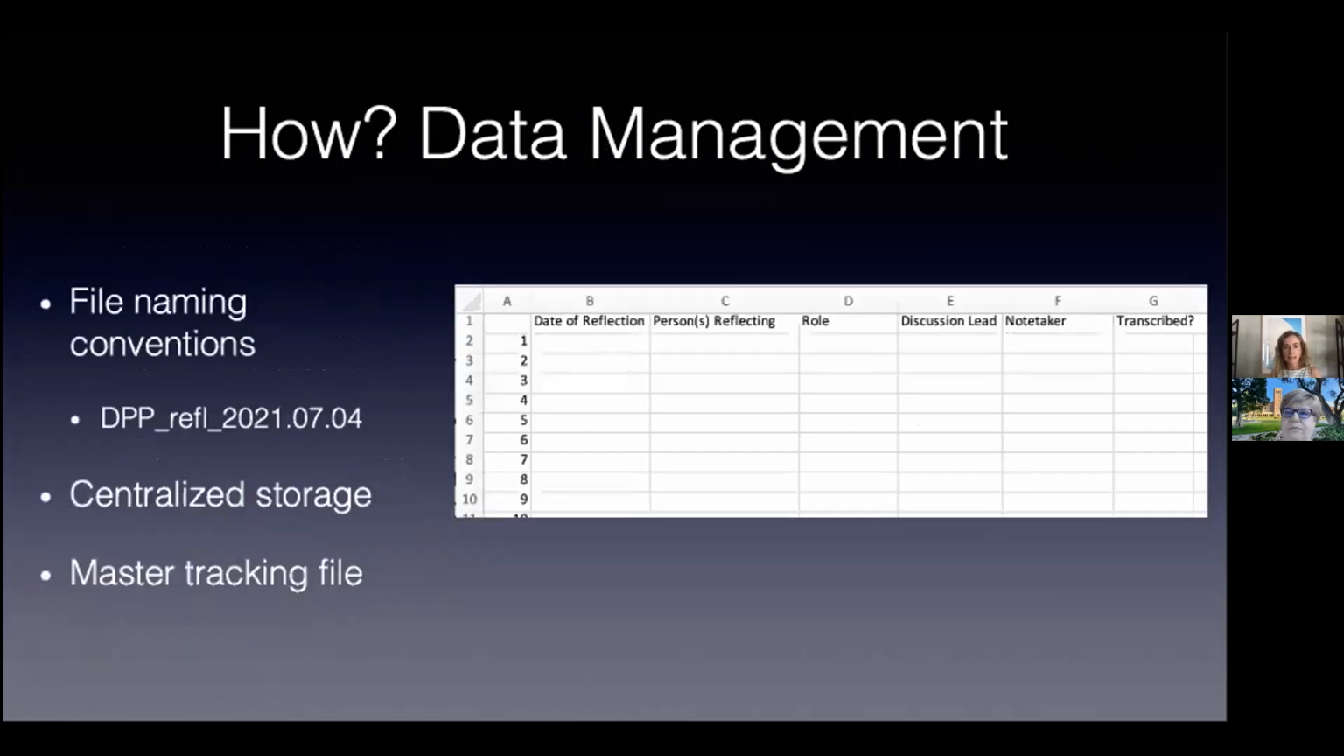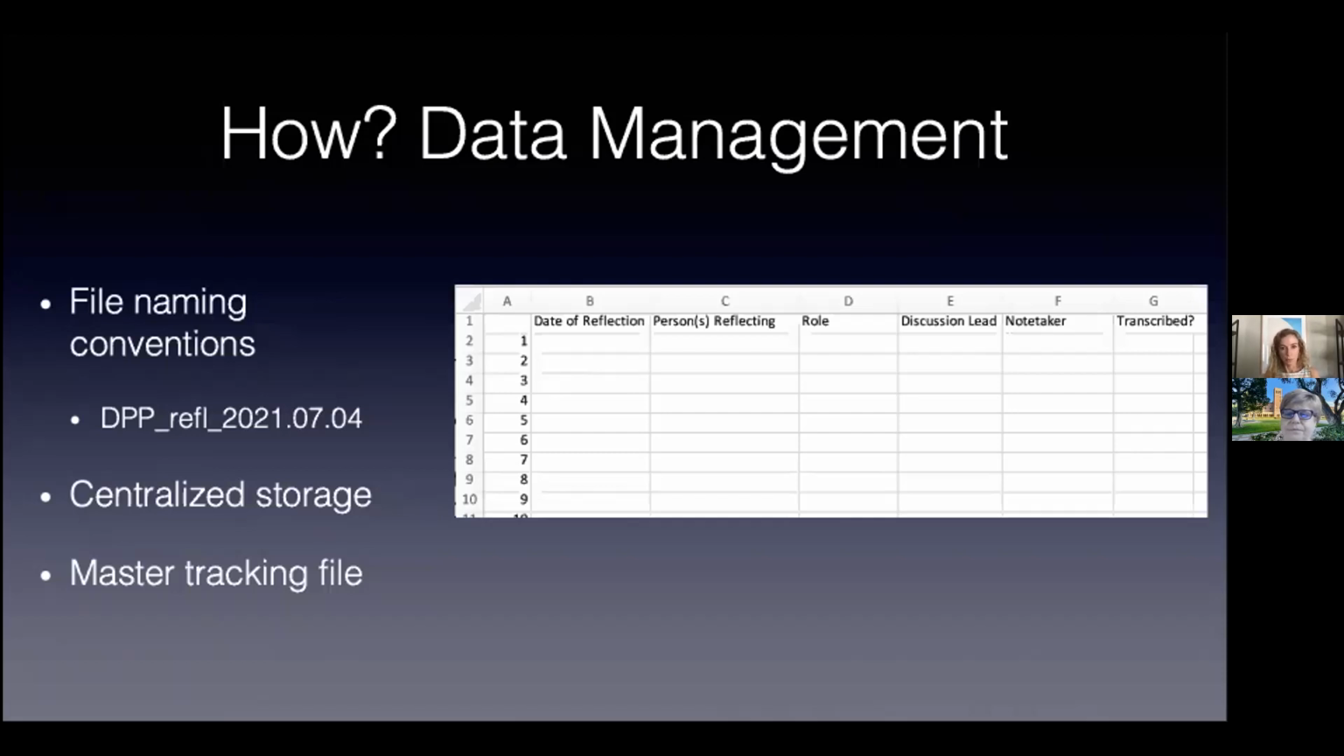And then just data management. These are basic things, but they are really helpful. So keep your naming conventions consistent, particularly if you have multiple people doing your reflections, and make sure you've got your project noted and your date, because the dates are always going to be really important for analysis. Have a centralized storage space that is appropriate, and a master tracking file where you can quickly look and see, okay, what do we have in terms of the reflections?